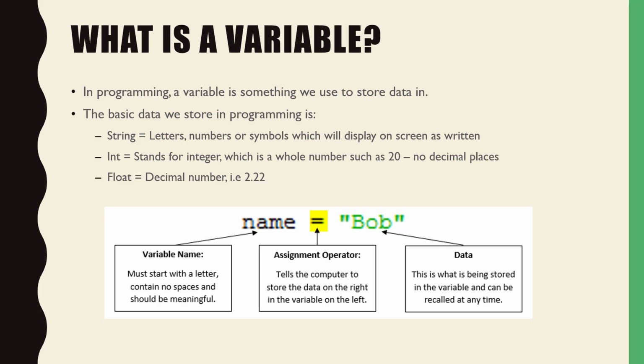Next, we have the assignment operator. This is a single equals sign and tells Python to store the data on the right in the variable on the left. Finally, we have the data itself. In this example, the data is in the format of a string. If you enter numbers, you do not need the speech marks. Now, let's jump into the programming and look at how we can use variables.